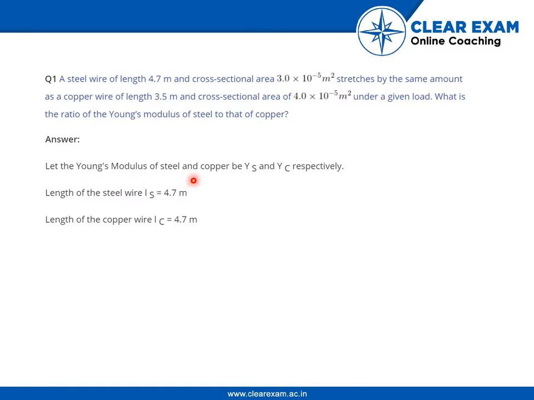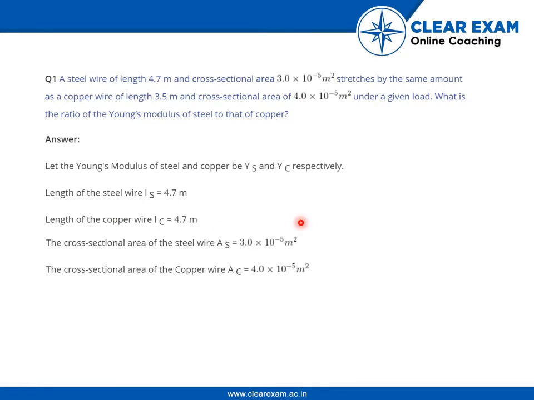Let the Young's modulus of steel and copper be Ys and Yc respectively. Length of the steel wire is given as 4.7 meter and length of the copper wire is 3.5 meter. And the cross-sectional area of the steel wire also is given, which is 3 into 10 to the power minus 5 meter square, and the cross-sectional area of the copper wire, which is denoted by Ac, is 4 into 10 to the power minus 5 meter square.